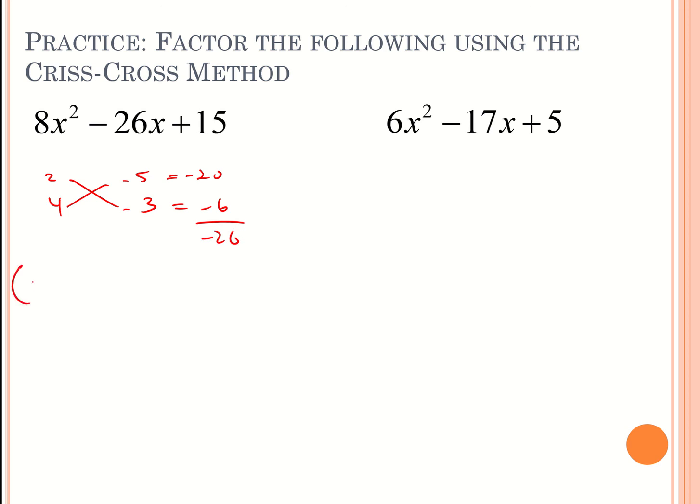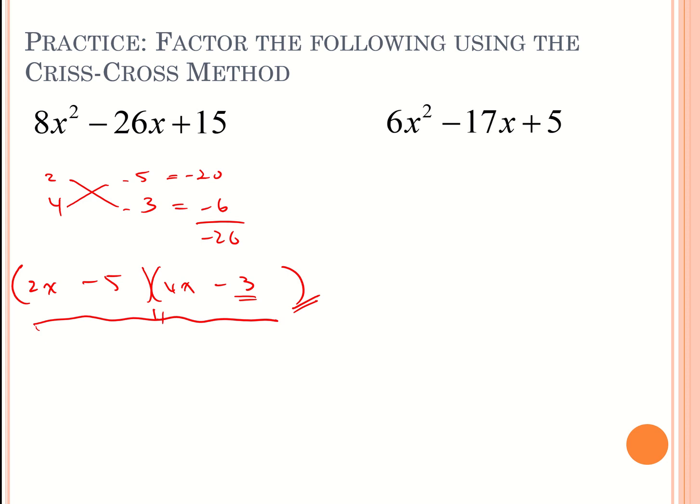The two left terms will be like 2x and 4x. Now you have to figure out what to put in the back. The 4 is timesing the negative 5, so the negative 5 cannot be in the same bracket with the 4. So you're going to go minus 5 and then minus 3, and that's it.